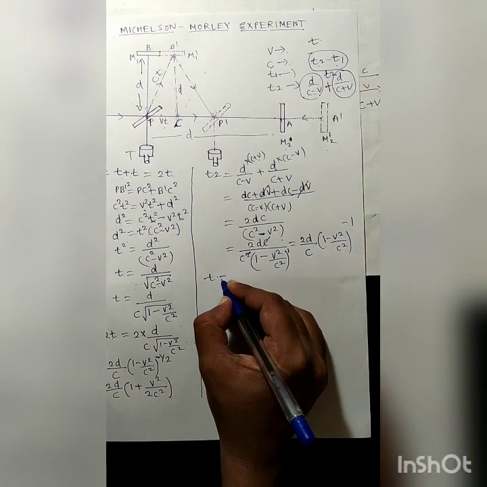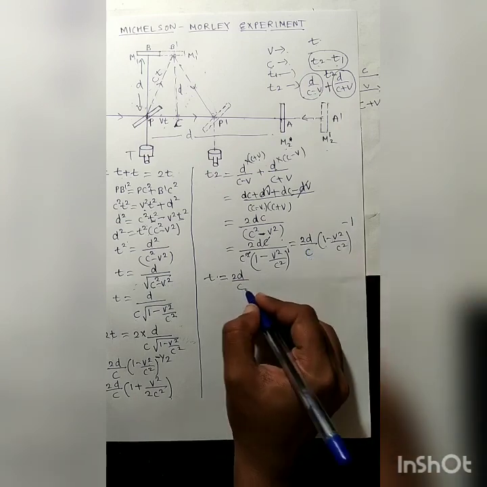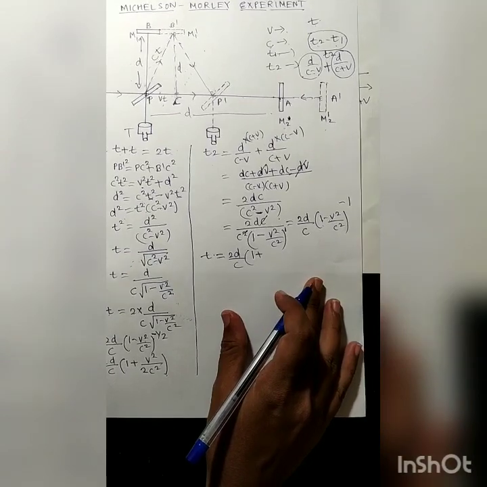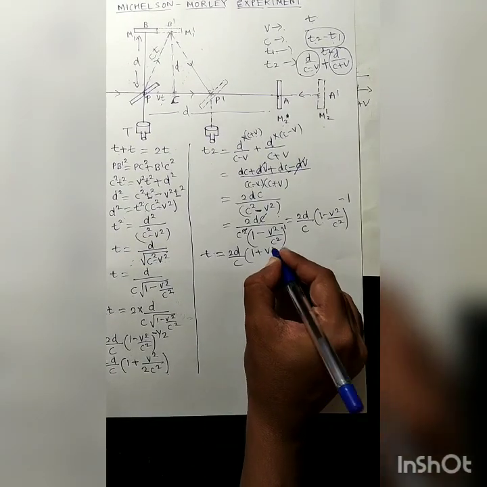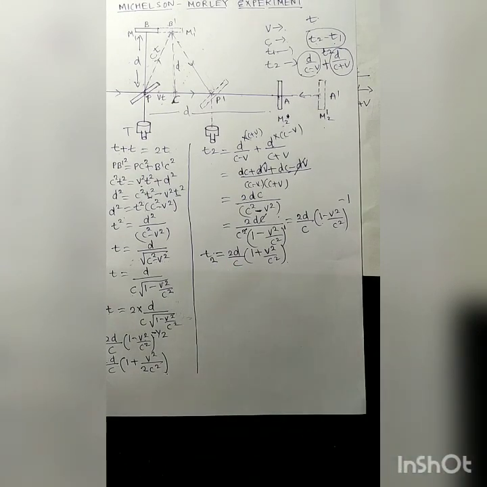So substituting that, we are getting T2 equal to 2D divided by C as it is. This value becomes what? 1 plus x. So x is nothing but what? V square by C square. So we got the T2 value equal to 2D by C into the bracket 1 plus V square by C square. That is the value.